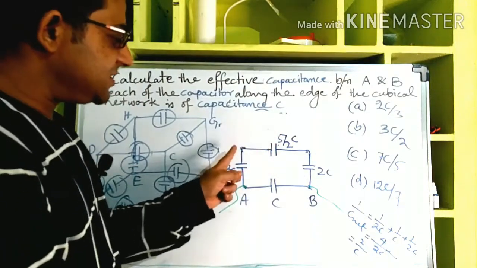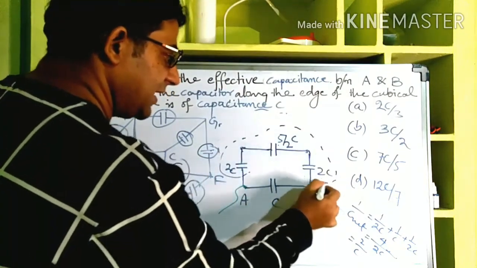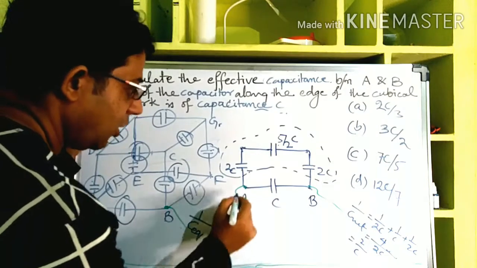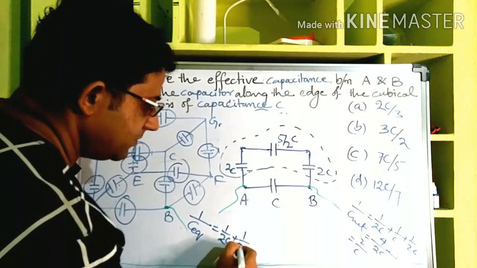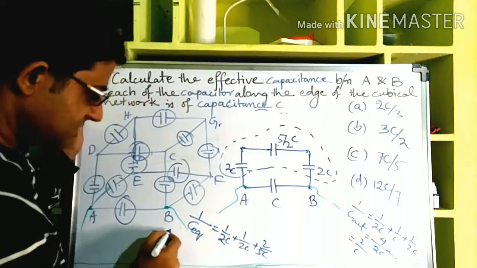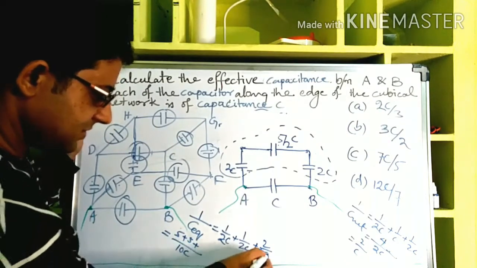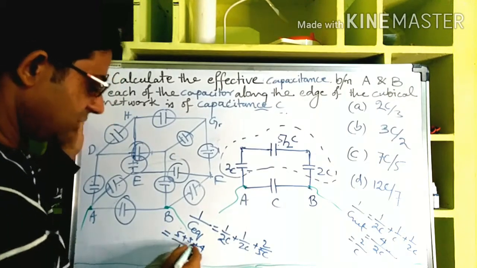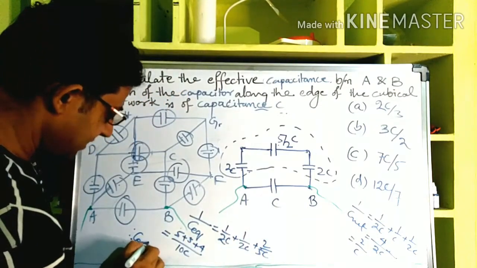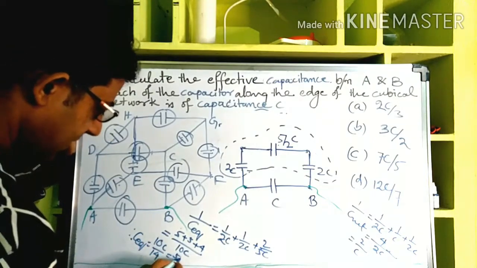Now 5 by 2C is in series with this 2C and this 2C. Now of these three, if we take out the equivalent capacitance, how will we find it? 1 by C equivalent is equal to 1 by 2C plus 1 by 2C plus 2 by 5C. Clear? So take LCM 10C, then 5 plus 5 plus 4. So this is equal to 14 by 10C. But that is 1 by C equivalent. Therefore, C equivalent is equal to 10C by 14, or 5C by 7.